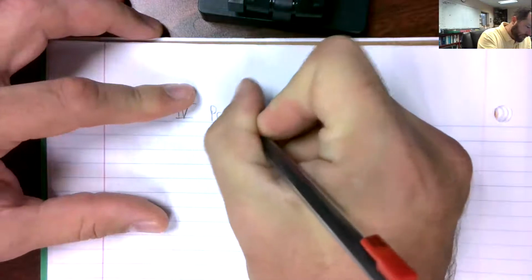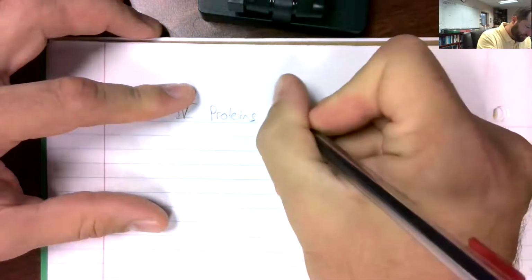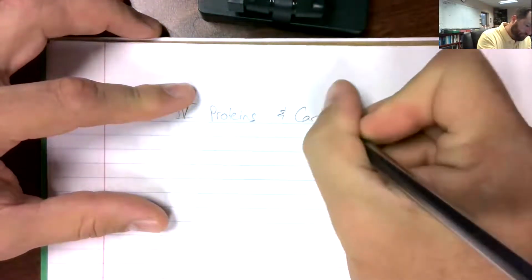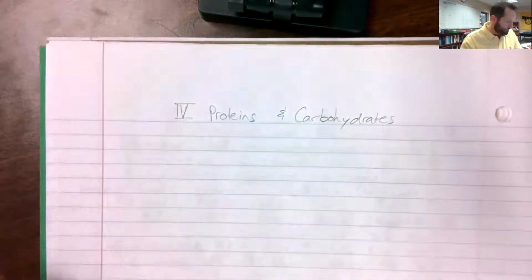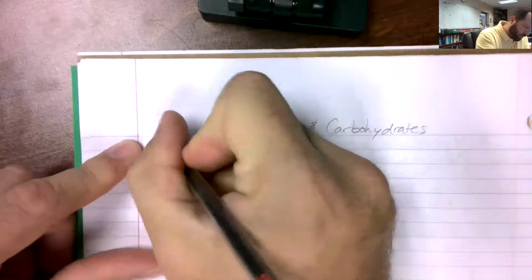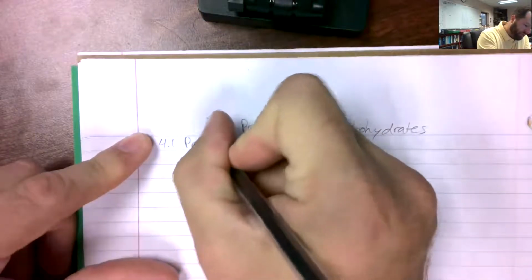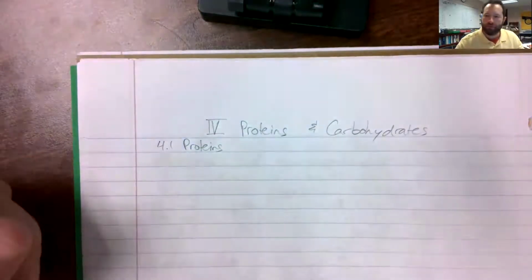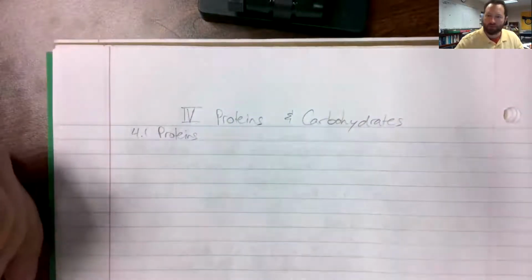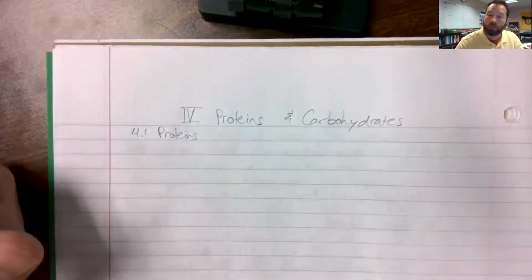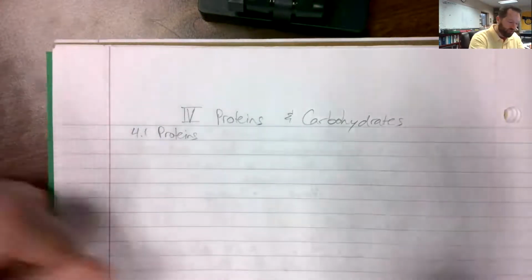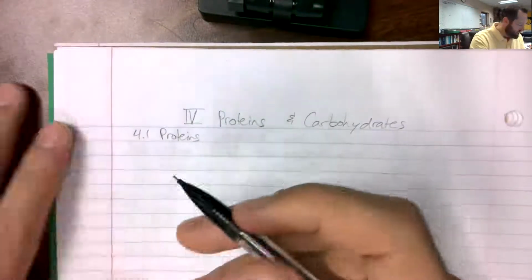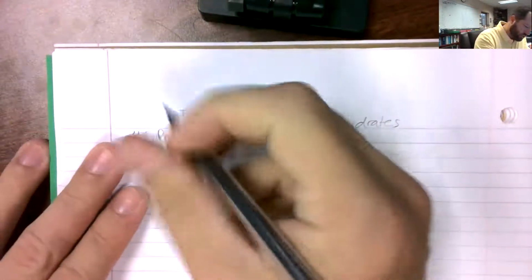So in this unit, we're going to look at proteins and carbohydrates. And we're going to start 4.1 with proteins. We've already seen several of them. They do a lot of jobs around the cell. We talked about a lot of proteins involved in DNA synthesis and translation and transcription. So we've seen a lot of proteins. Now let's take a closer look.